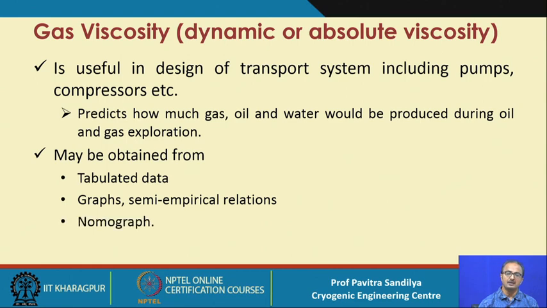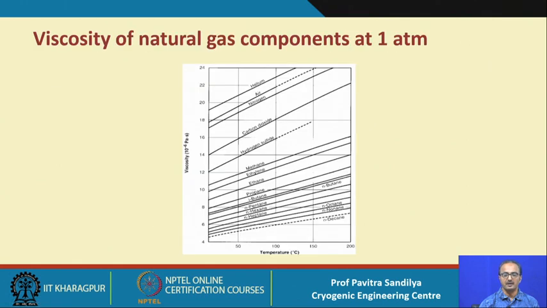And again, this value can be obtained, or it has been reported in various manners, like tabulated data for several types of compositions at different temperatures and pressures. Then we have graphical form or semi-empirical relations, and some nomographs. Here I have shown a typical viscosity representation through a diagram of a few components.